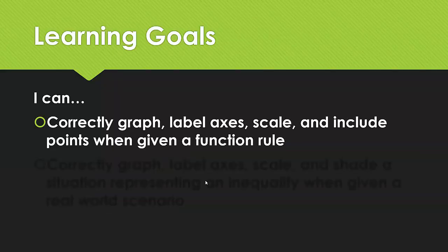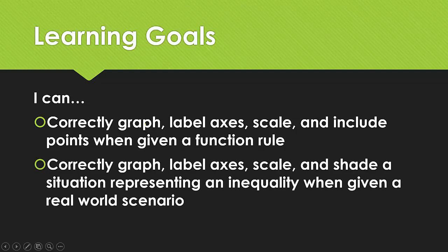So learning goals: I can correctly graph, label axes, scale, and include points when given a function rule. So these are all things that you have to do. And then correctly graph, label axes, scale, and shade a situation representing an inequality when given a real-world scenario.